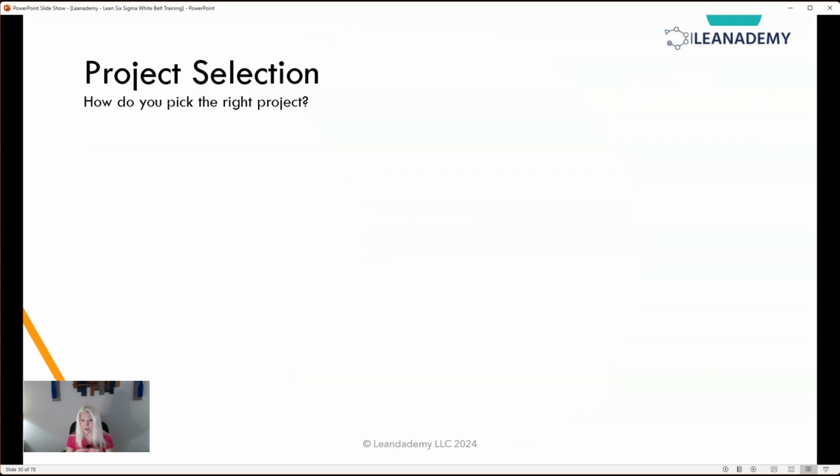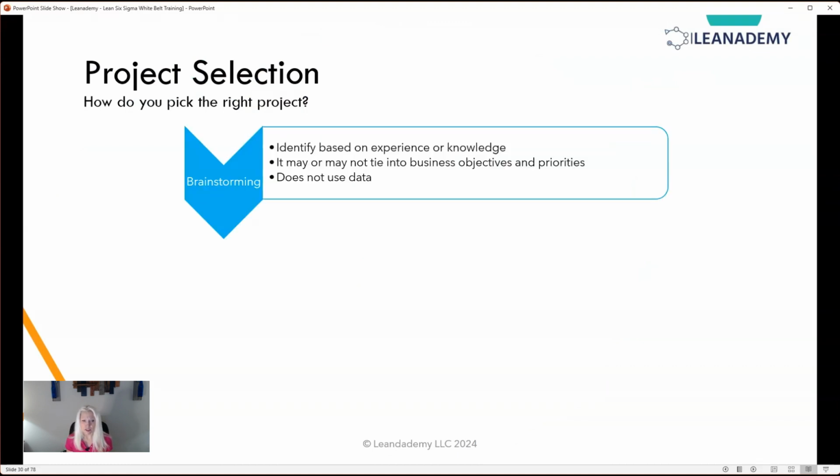And I'm also going to talk about if you have been selected to do a project and it's in a particular area, you're still going to have to do some project selection, and maybe you're even going to have to get down into the nitty gritty and maybe truly understand what's going on within a specific area of the business. So we usually think about the first thing is brainstorming, right? We identify based on experience or knowledge. It may or may not be tied to business objectives and priorities, and it does not use data.